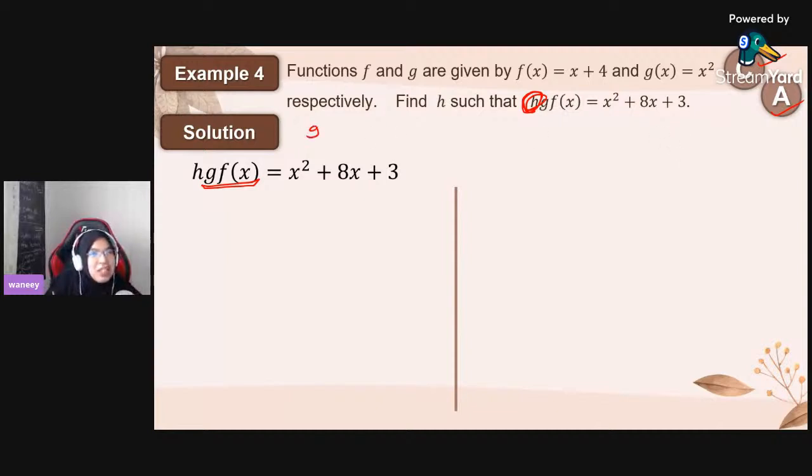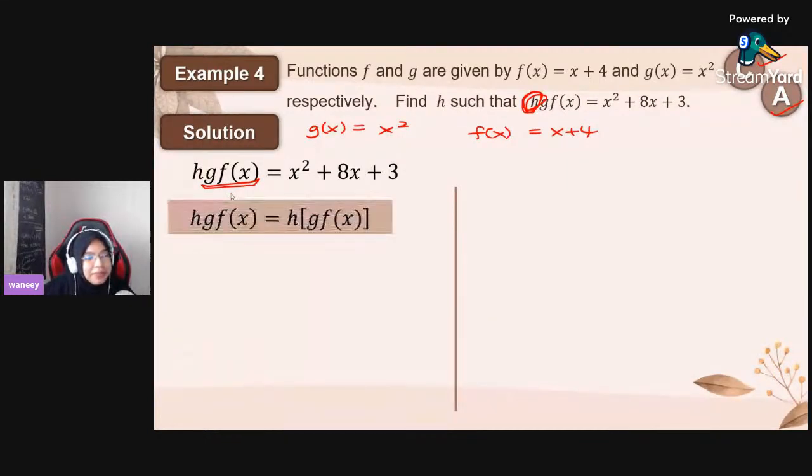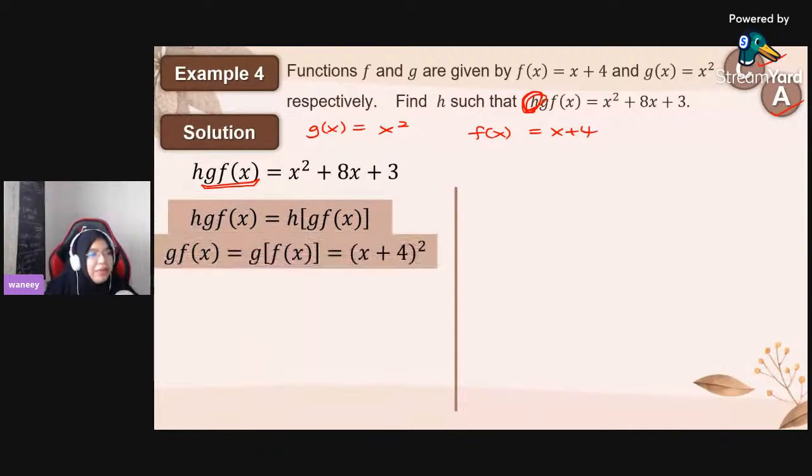You are given g(x). g(x) is x squared, and then you will do f(x) is x plus 4. You were told to calculate what is gf. Okay, so gf, that is f inside the g. So every time you see x in g, you will replace them with f(x). So that is how you get x plus 4 squared.